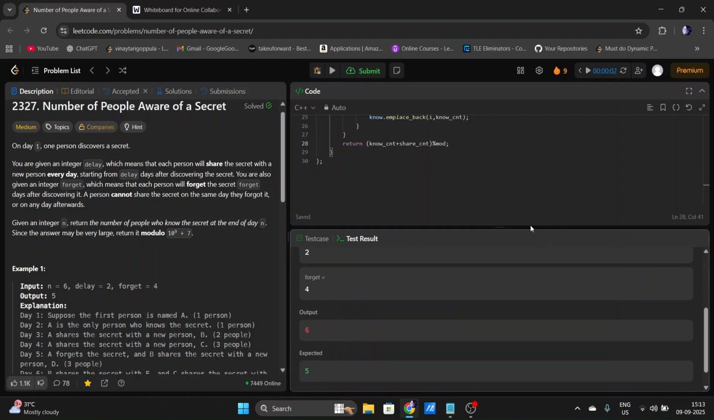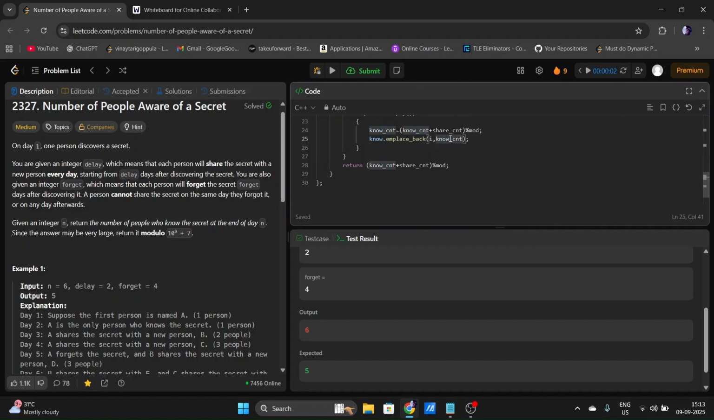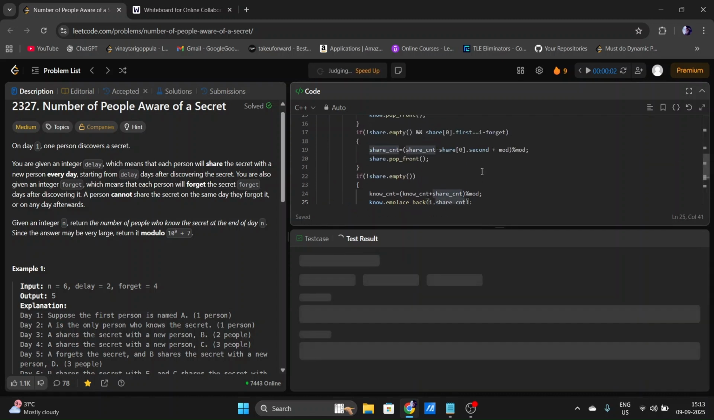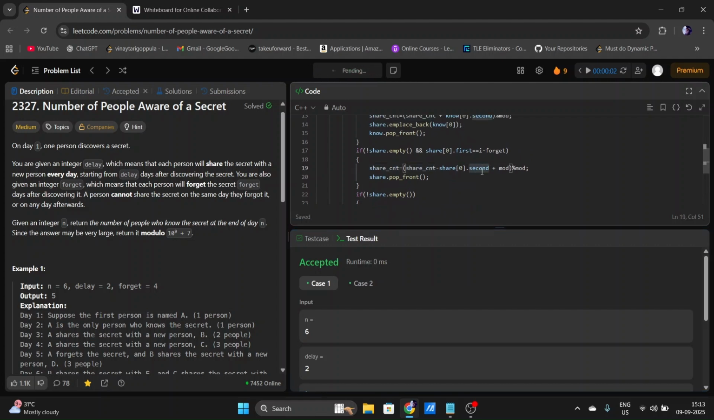Wait, I think I made a mistake somewhere. Yeah, here. We don't have to push only share count because two persons will share at most two persons. So we have to push only share count. Yes.